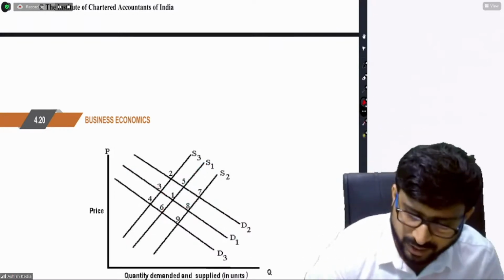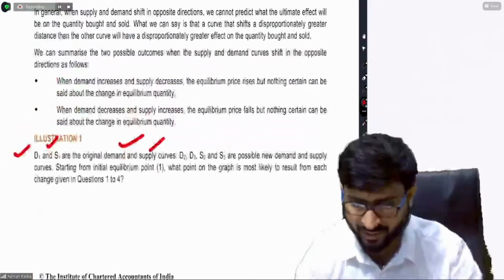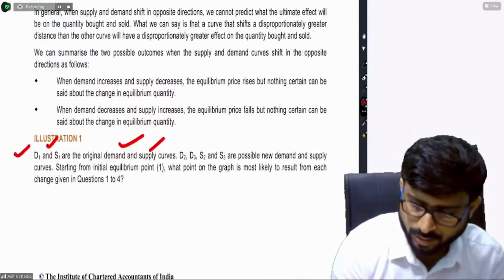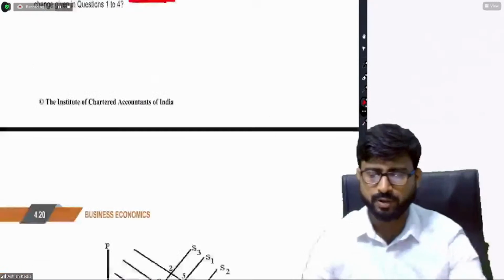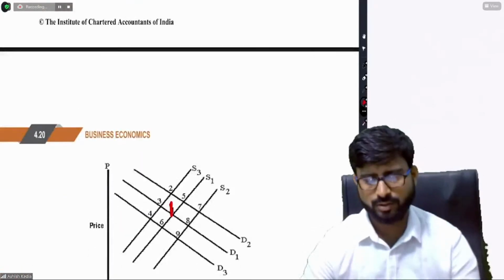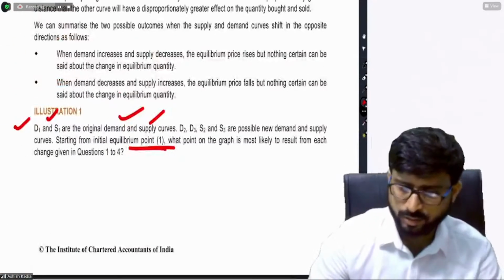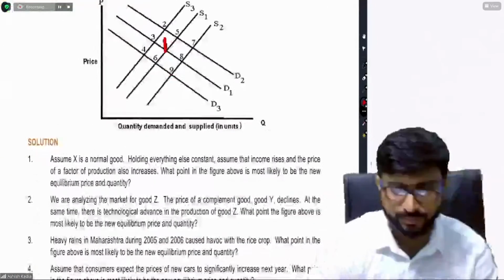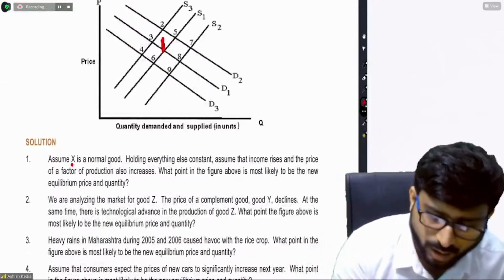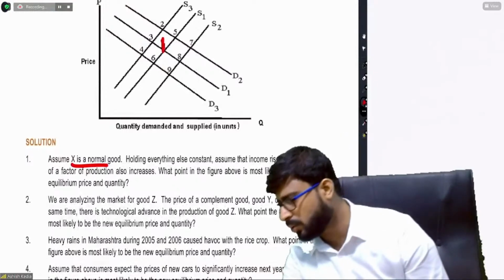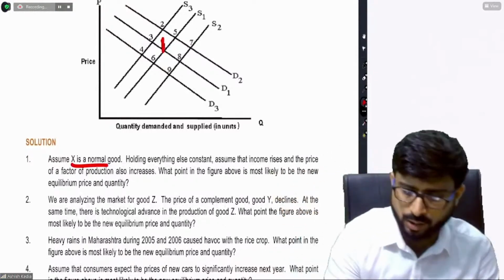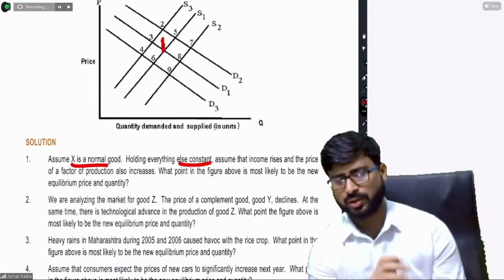ठीक है, चलिए अब देखते हैं आगे क्या होता है. Start from equilibrium point 1. Okay, 1. Okay, now let's go. Assume X is a normal good, holding everything else constant.